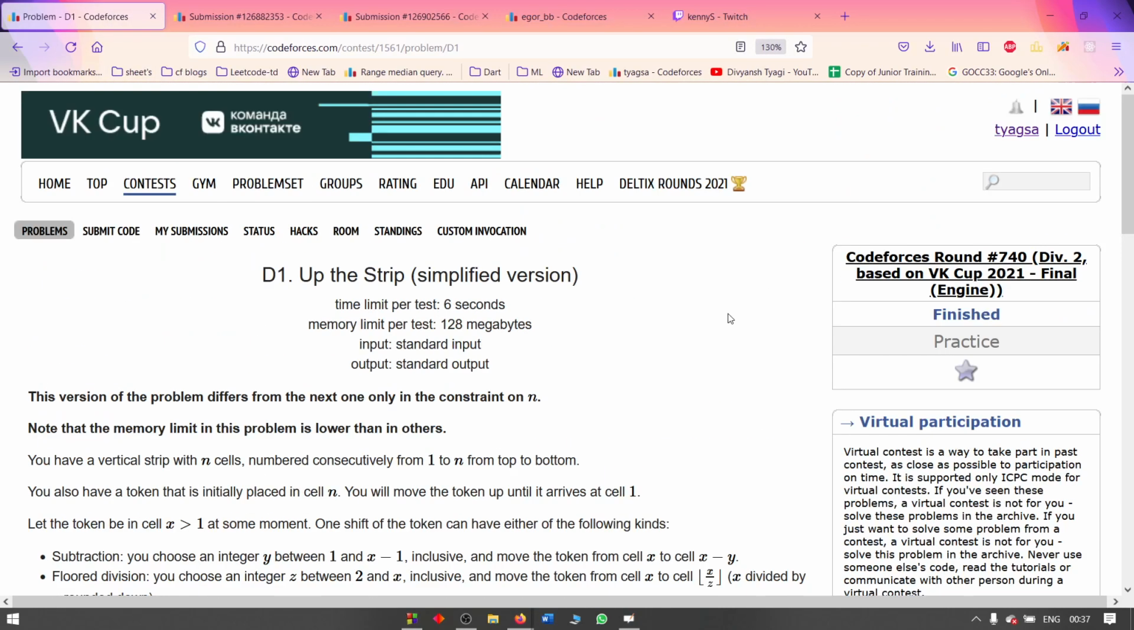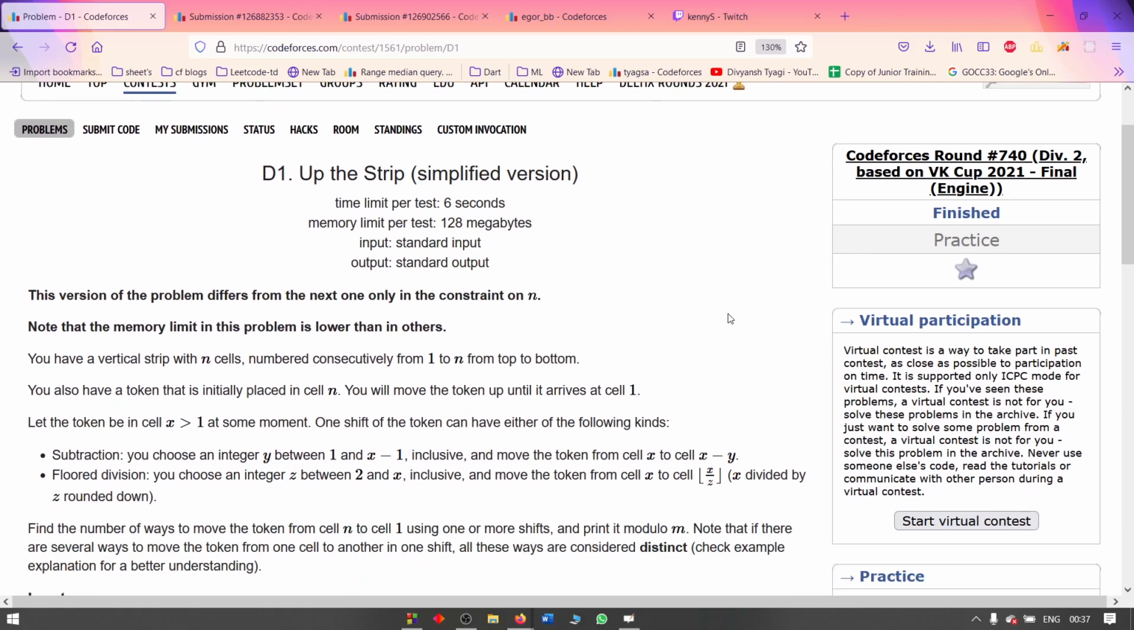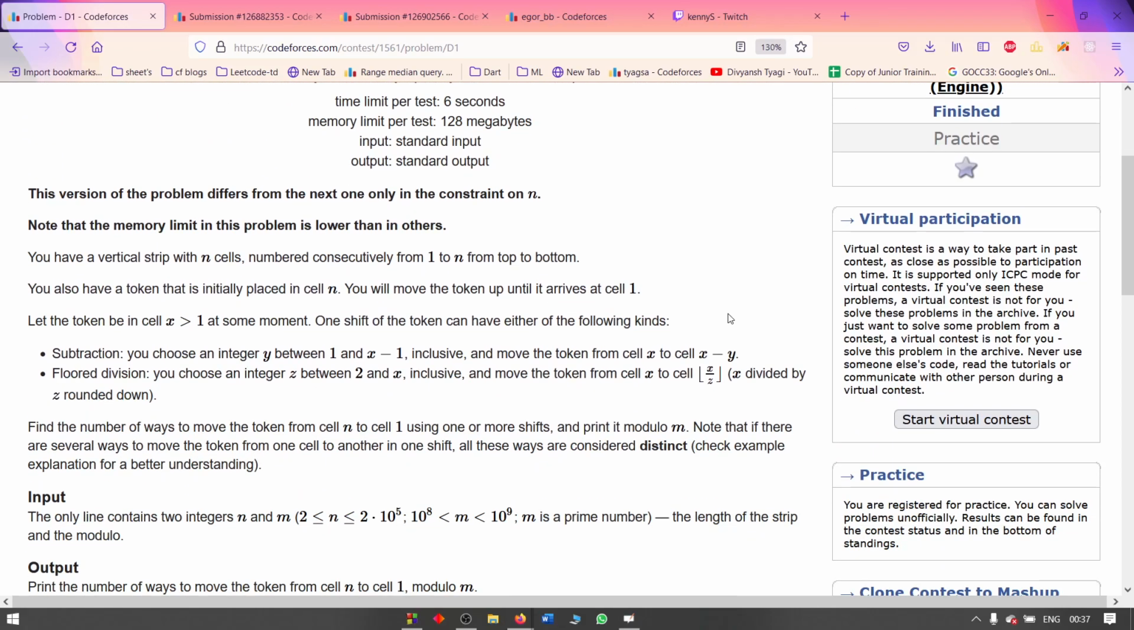Hello everyone, I'll be explaining problem D1 for Codeforces Round 740. So, what does this problem say?